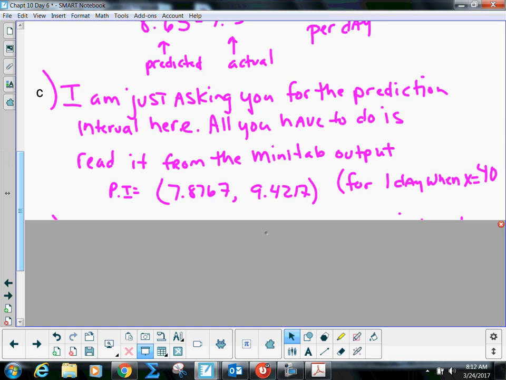You have to look at the interval, but it is important to interpret what the question is asking. You have to be able to look at the question, know which variable is X, which variable is Y, and then know how to read the printout.